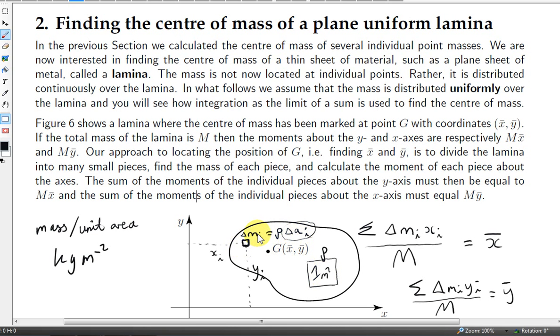So anyway, we will end up with units of kilograms, because if rho has units of kilograms per meter squared, and if we multiply that by a quantity with units of area, well, that's meters squared, you can see that we end up with something with units of kilograms, which is what we want. We want the mass of this element.